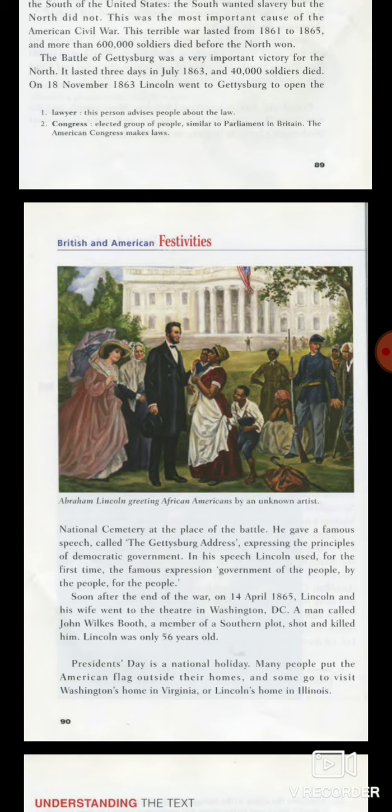President's Day is a national holiday. Many people put the American flag beside their homes, and some go to visit Washington's home in Virginia or Lincoln's home in Illinois.